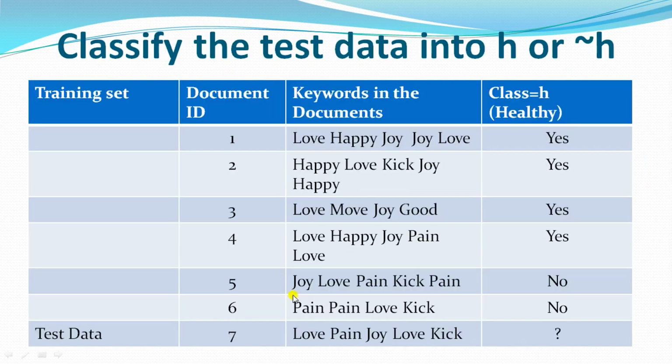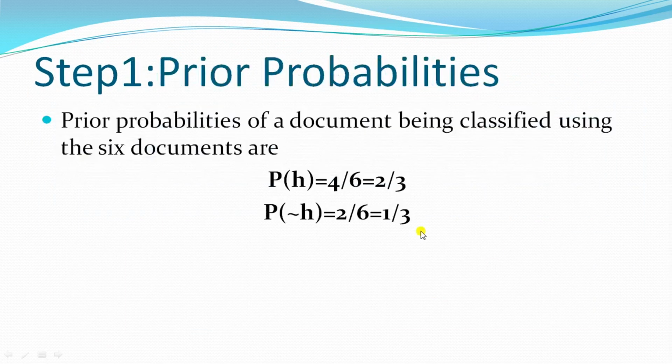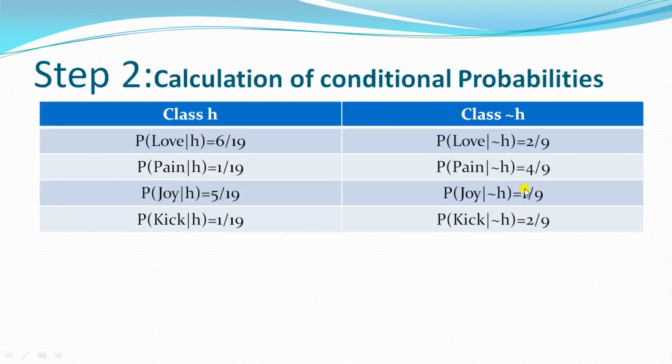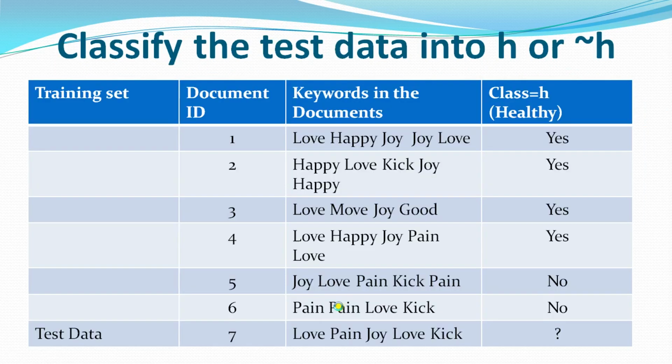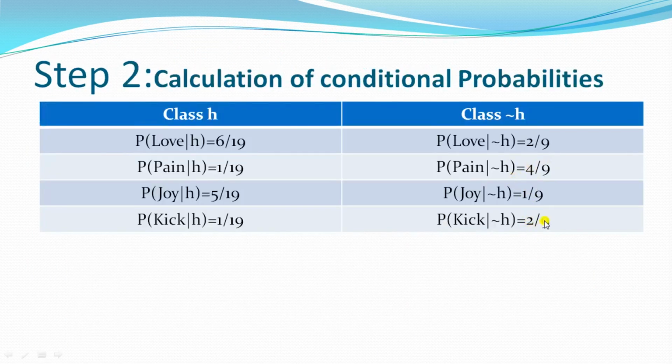How many pain are there? 1, 2, 3, 4. Out of 9, 4 terms are the word pain. That is 4 by 9. So how many joy are there? 1. Except that we don't have any other word. So it is 1 by 9. How many kick are there? 1 here in document ID 6 and 1 here in document ID 5 and 6. Yeah, it should be 2 by 9.